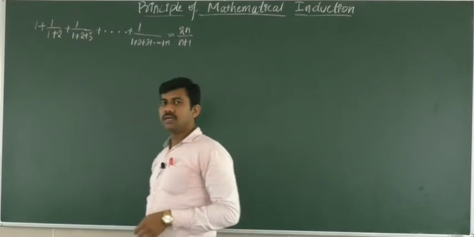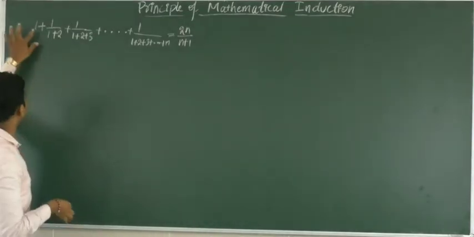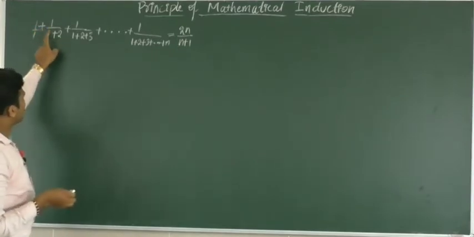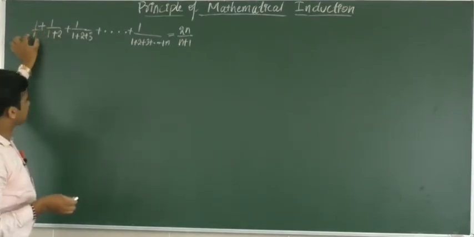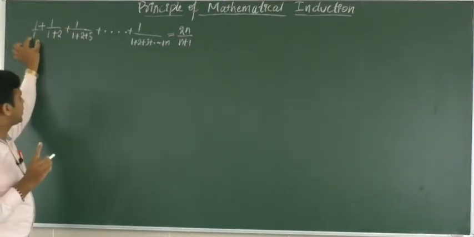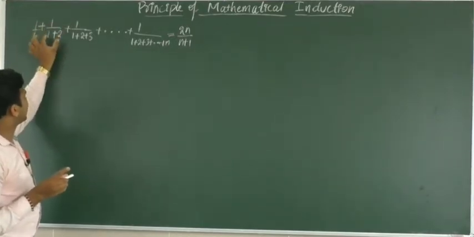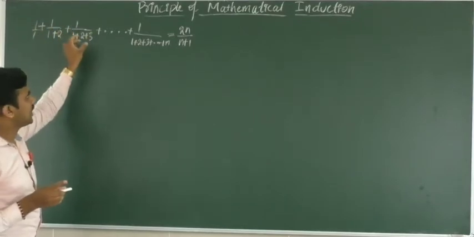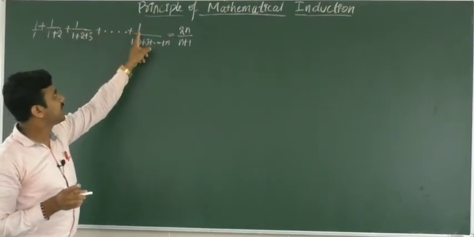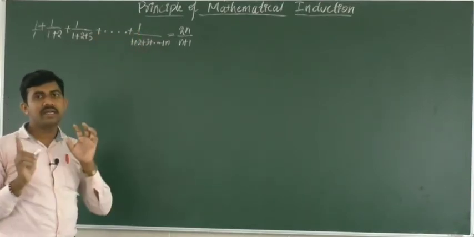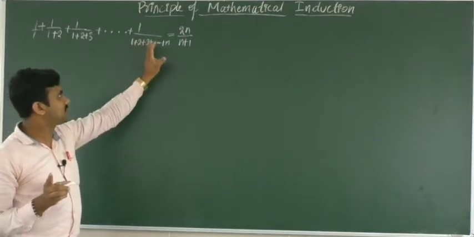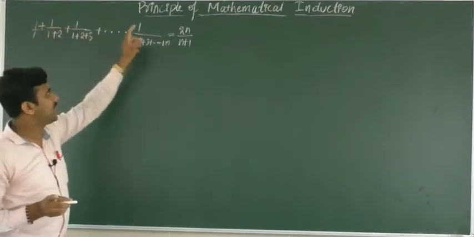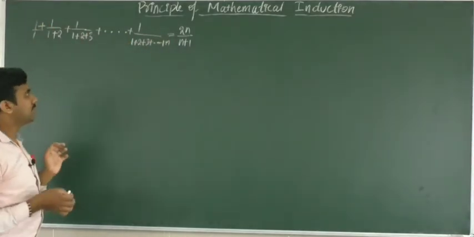See here, the first term they have given is 1, that is 1 by 1. The second term is 1 by 1 plus 2. In the first term you have only one term in the denominator, but in the second term we get two terms in the denominator, in the third term we get the first three terms, and so on. In the nth term we will get the first n terms, that is the sum of the first n natural numbers. So like that it is defined, and that is equal to 2n upon n plus 1.